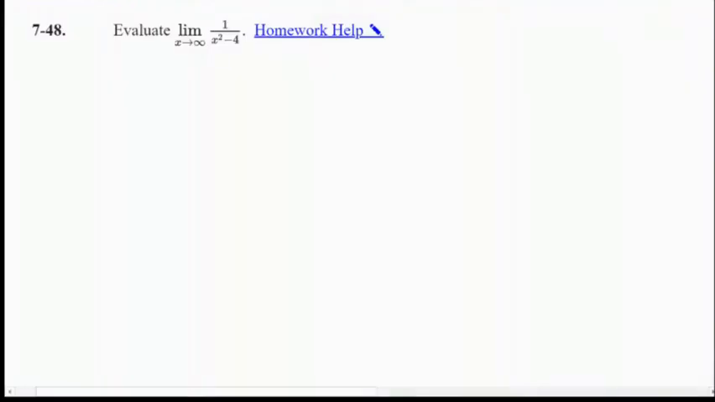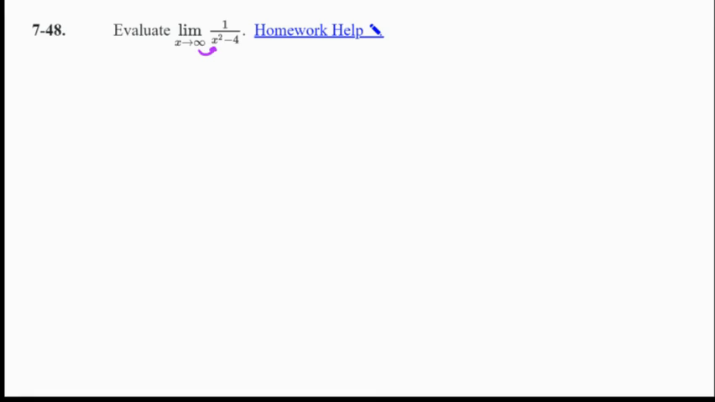Here we're asked to evaluate the limit as x approaches infinity of 1 over x squared minus 4. So in this case, as I've said before, when we're given an equation and asked for a limit, we want to try plugging the number in. Now, infinity is technically not a number, but we can emulate a number by plugging in something really, really big.